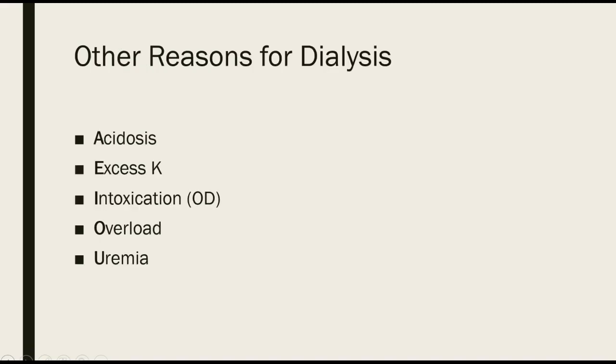Other reasons for dialysis: AEIOU is a good way to remember. Acidosis, so when they have metabolic acidosis, excess K, the hyperkalemia again, intoxication or an overdose like a drug overdose, overload, excessive fluid overload, and uremia. And remember, uremia is where that nitrogenous waste is building up and affecting different body systems.